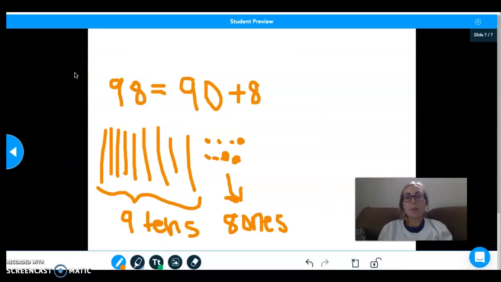When you're done working with expanded form, you're going to see one number story to solve and then a couple of problems to do back at your Google Classroom. There's also a hundreds chart at your Google Classroom under this assignment that you can work with to help your thinking. Have fun!